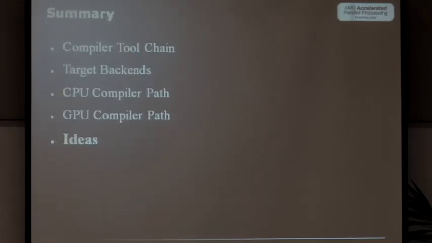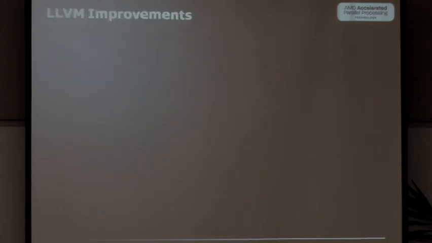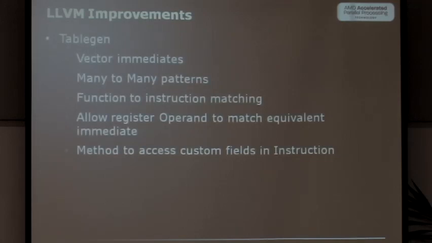So that's most of what the backend is, or a lot of the things we have changed. Now I'm going to go into some ideas I have on how to make some of these problems easier to deal with, improvements that I see we could make in LLVM. In TableGen, having vector immediates would be very useful, because right now TableGen only supports scalar immediates. So I have to have a scalar immediate, create a vector out of it, and then use the vector immediate in a vector instruction. That's not very efficient, because there is no vector create instruction in AMD IL, so I have to use integer adds to get that to work correctly.